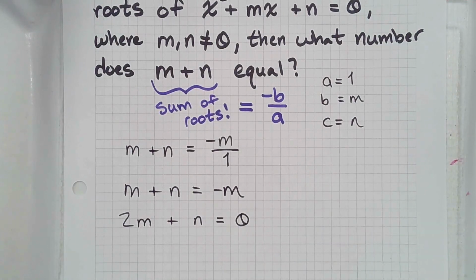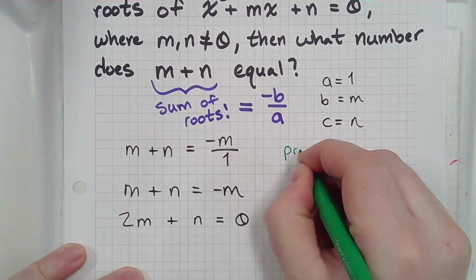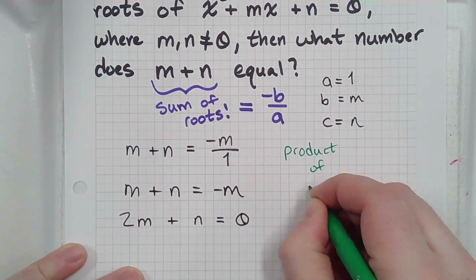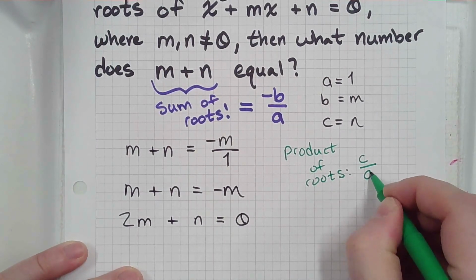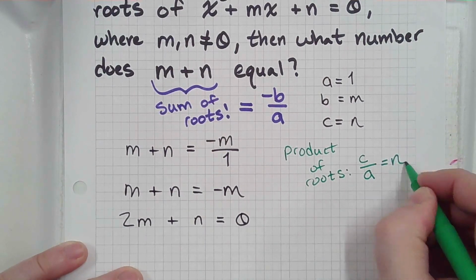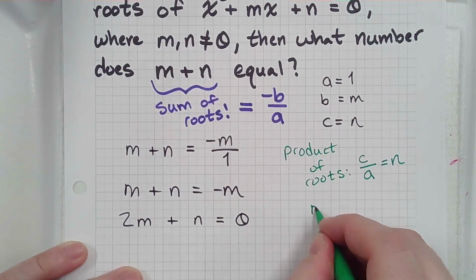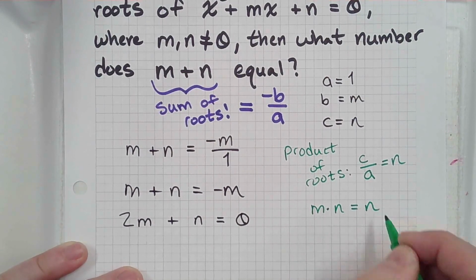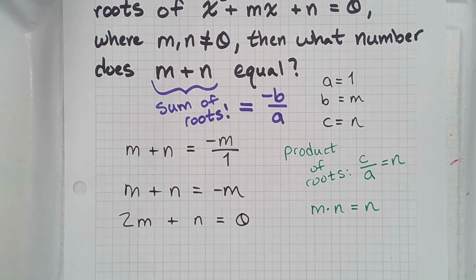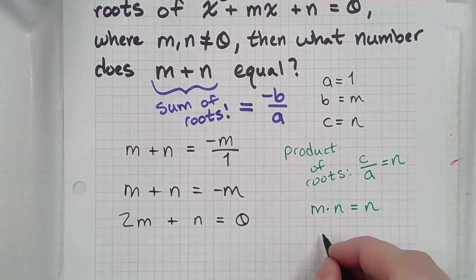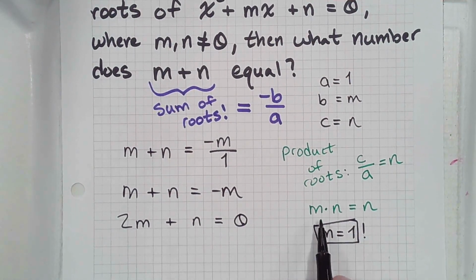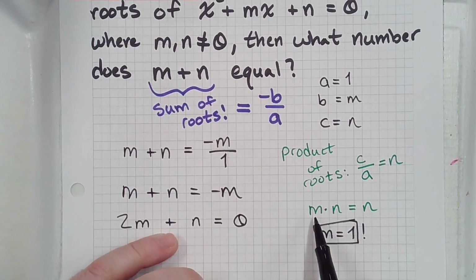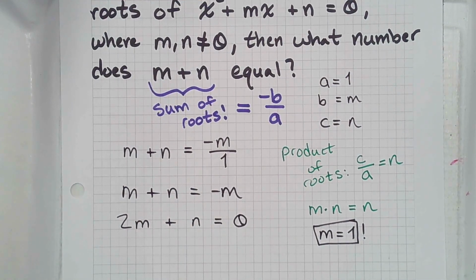Well, what about the product of our roots? Maybe we should think about that. Well, the product of our roots is always c over a, which in this case is just n. So we know that m times n must equal n. Well, that can only mean one thing. m equals 1. Right? Only 1 times n will get you n. If you're not sure about that, you could divide both sides by n, and what you would get is m equals 1. Same idea.